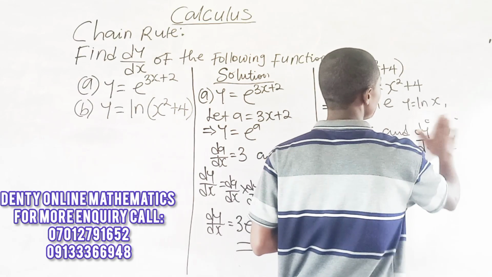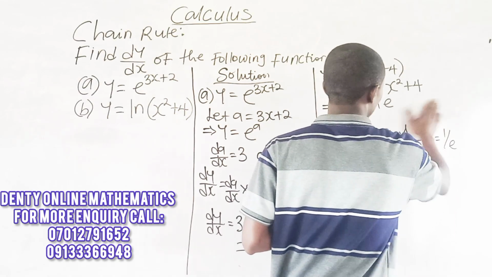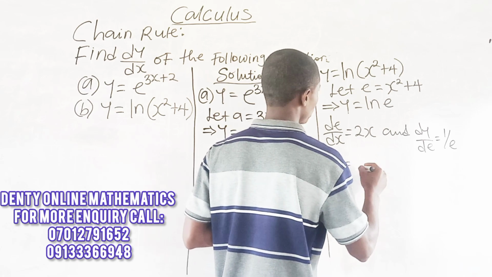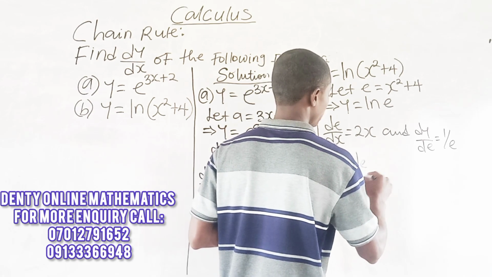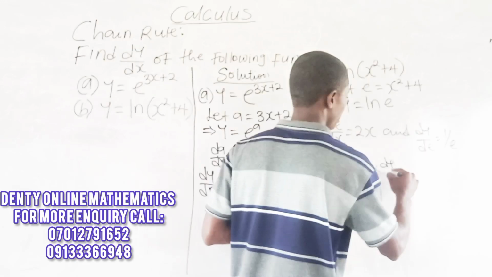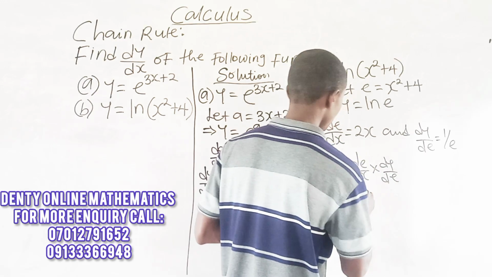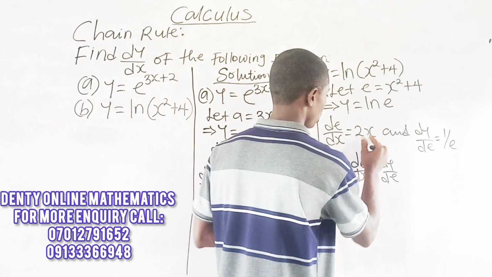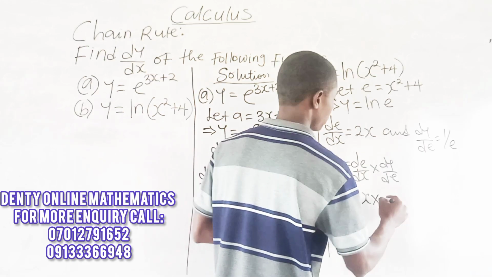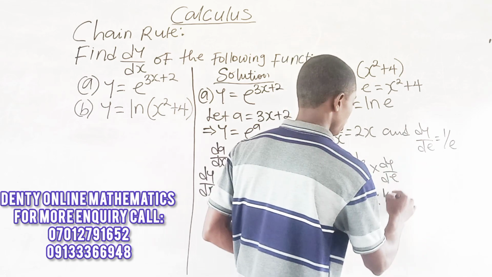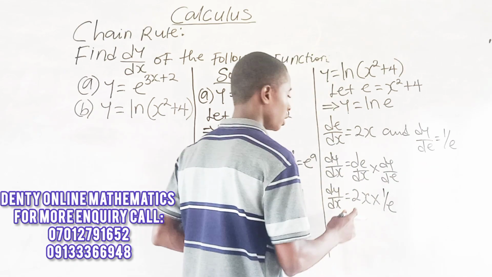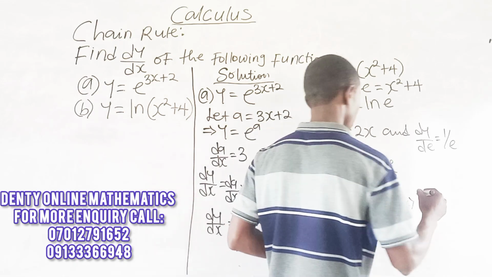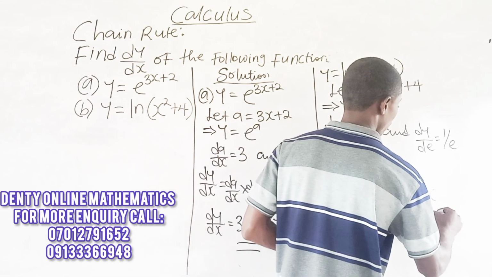So proceeding from what we have just done, it means that dy/dx is equal to de/dx times dy/de. Now this simply means dy/dx is equal to 2x times 1 over e. So 2 times 1 over e is the same thing as 2x over e.